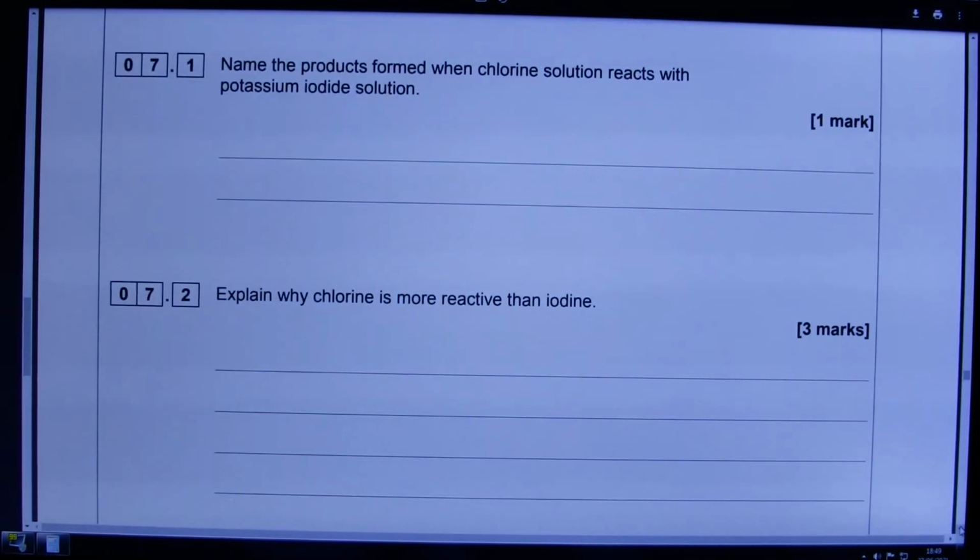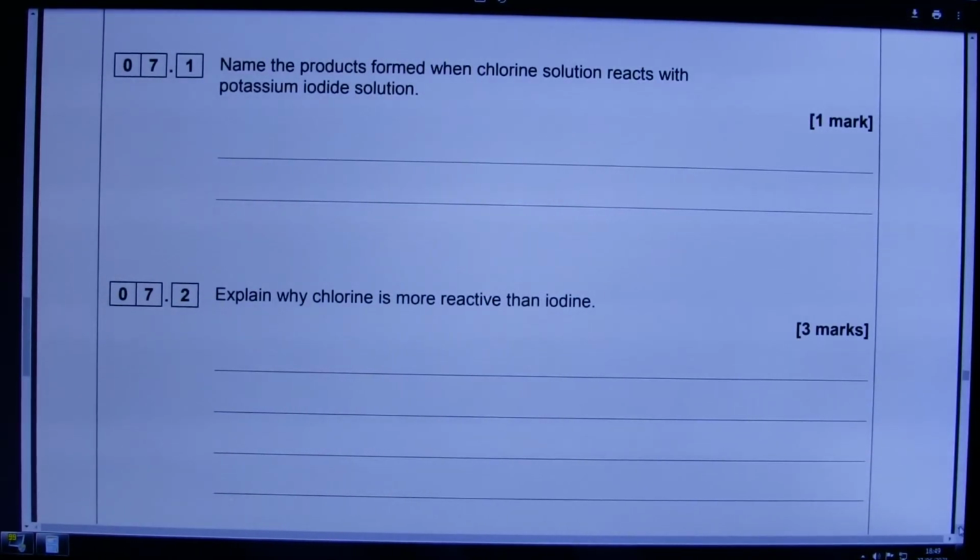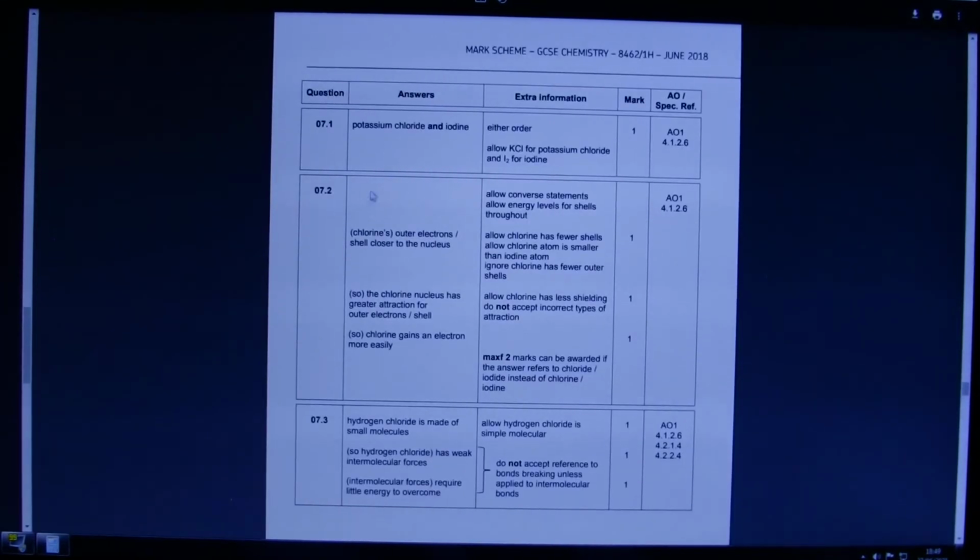Seven one. Name the products formed when chlorine solution reacts with potassium iodide solution. Potassium chloride and iodine. Chlorine's outer electron shell is closer to the nucleus, so chlorine's nucleus has greater attraction for outer electrons, so chlorine gains an electron more easily. Max of 2 marks if someone says chloride and iodide instead of chlorine and iodine.